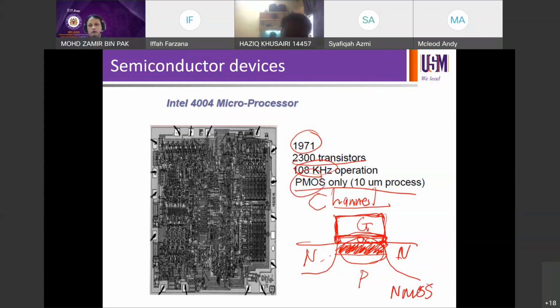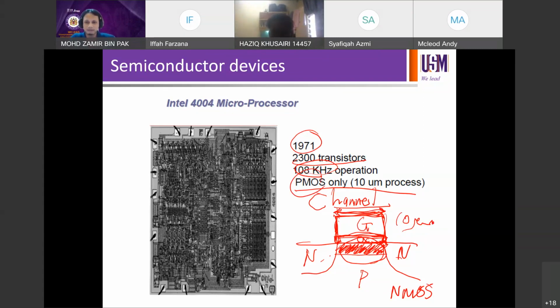So for 108 hertz of operation, the speed, the frequency, the technology back then was only PMOS with a 10 micron process. That means if you talk about the micron process, the gate width is pretty much 10 microns, very, very big. If you compare to the previous slides we just covered in the first part, we're talking about 7 nanometer, 5, 3, 2 nanometer.